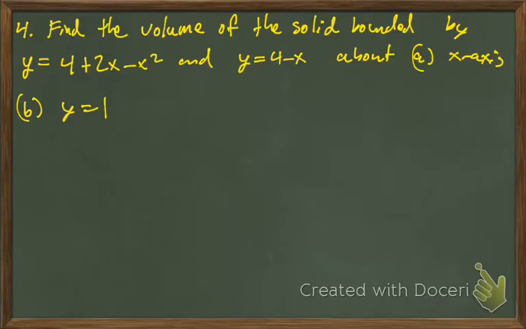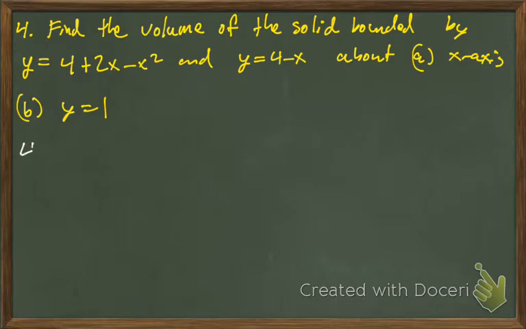Okay, and this is going to be two examples from our lesson in class. This is number four. It says, find the volume of the solid bounded by y equals 4 plus 2x minus x squared and y equals 4 minus x. And we're going to go ahead and revolve that around the x-axis, and then part B will revolve around the y equals 1.